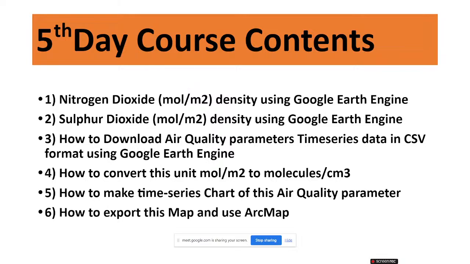Then how can we easily make the time series chart? How can we easily download the air quality parameters data in an Excel file or CSV file format? Then we also discuss how to convert the unit from mole per meter square to molecules per centimeter cube. Then how to make the time series chart of these air quality parameters. And finally, how we can easily export this map and use ArcMap software to make your research paper map or your presentation work map.